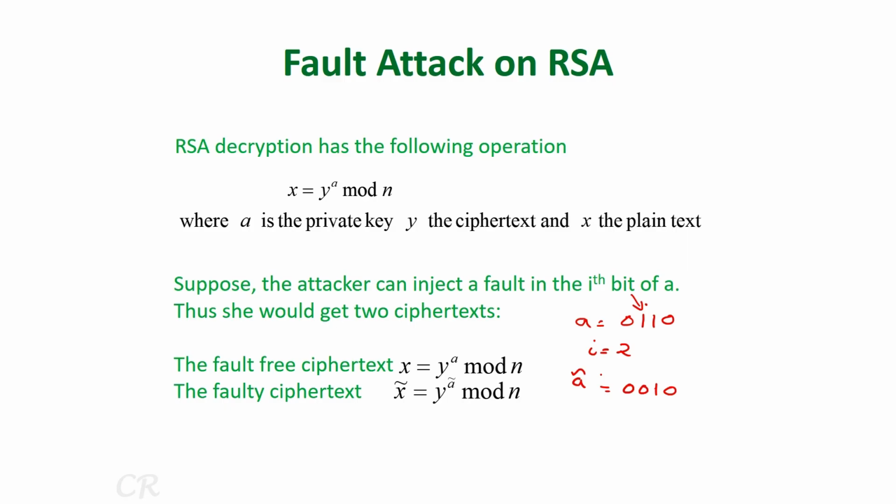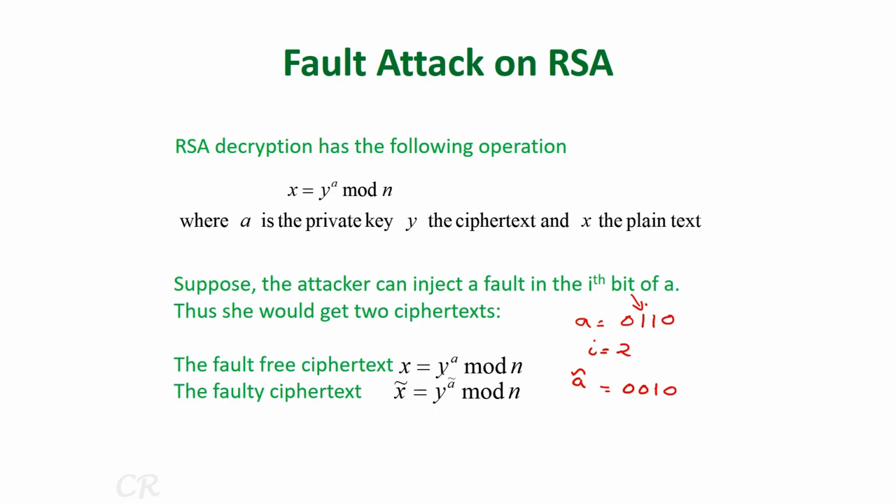So, without knowing the value of the bit, the attacker has somehow injected a fault to toggle the ith bit. We have taken this particular example where A, which is secret, has a value of 0, 1, 1, 0, and the attacker has somehow, due to the fault injection, changed the value of A to 0, 0, 1, 0. Now, the decryption goes on as normal.